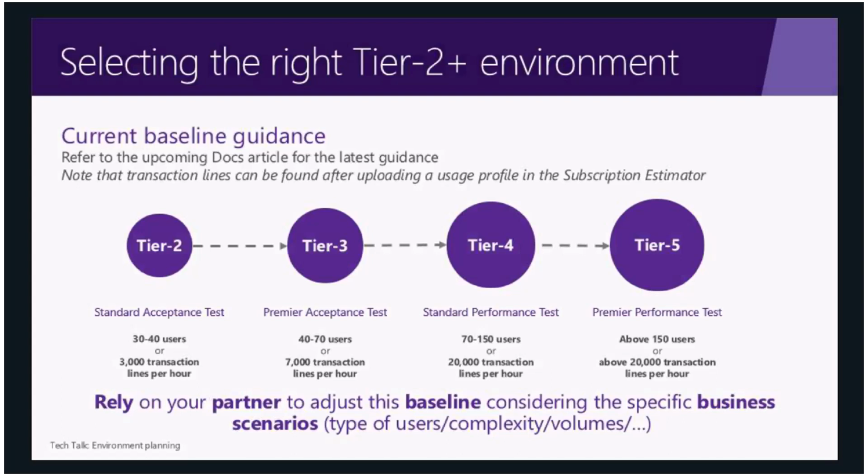When we talk about the transaction lines per hour, keep in mind that in the subscription estimator module in LCS, when you're uploading the usage profile, LCS will provide you this measure, the transaction lines per hour. So do use that to basically see where it falls.